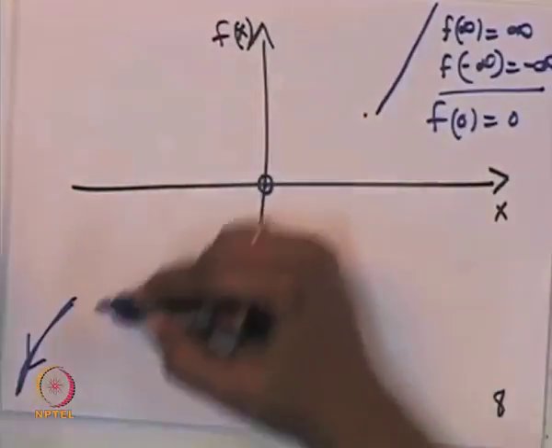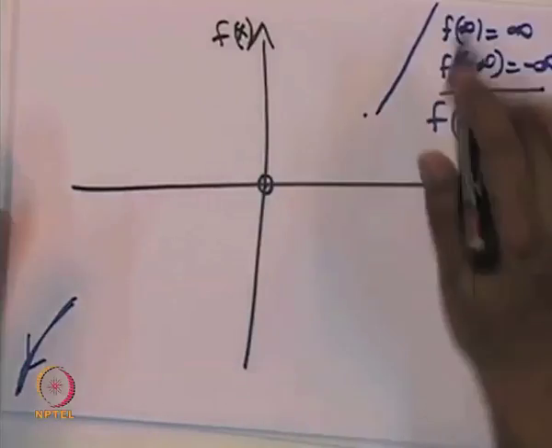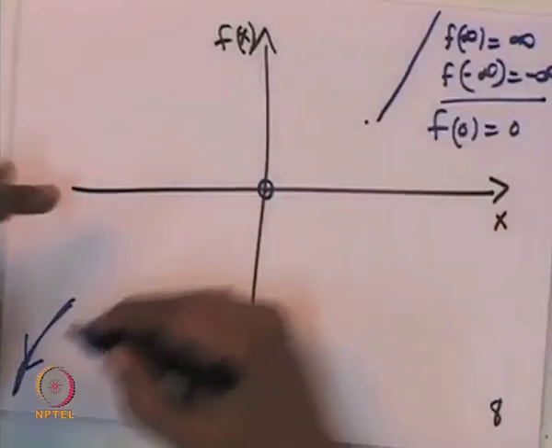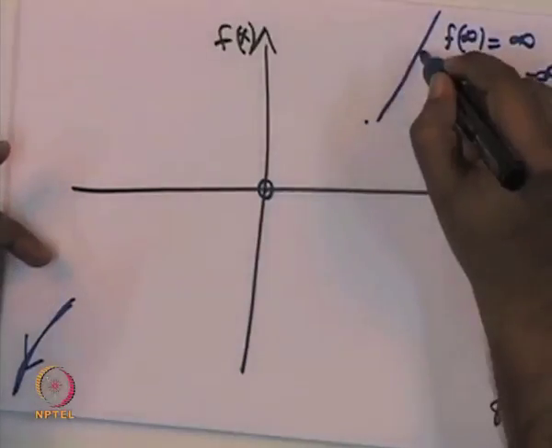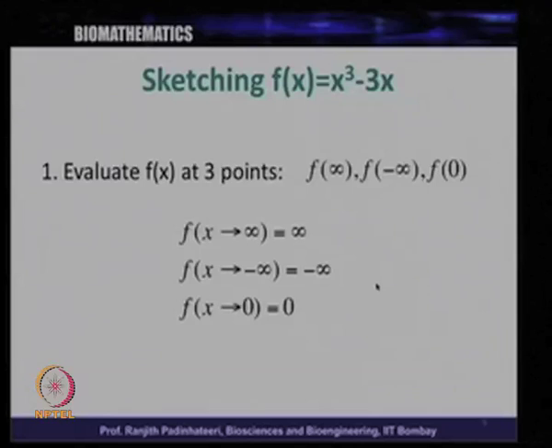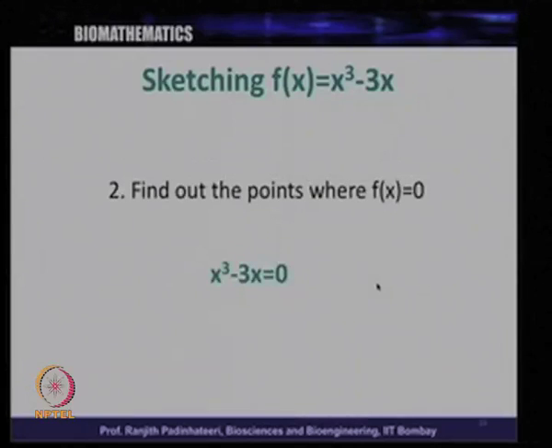Now, what happens in between we do not know, which we will find out. But we already got some clue: at the two ends the function will go to minus infinity and plus infinity, and at 0 it is 0, so it has to go through this point. So this much is clear. Now, let us look at the next point in the recipe: find out the points where f of x equals 0, so the points where the function is 0.